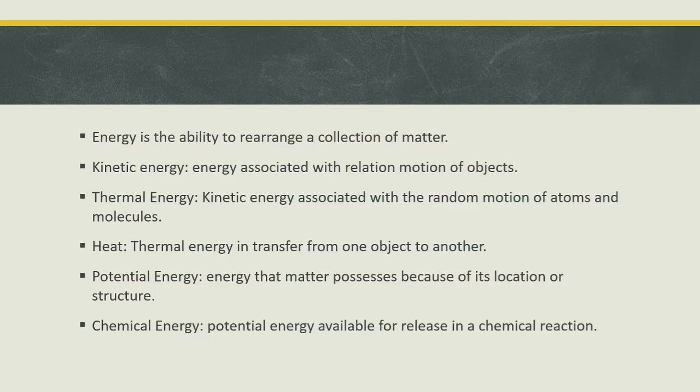First of all, kinetic energy. It's just the energy associated with the motion of an object. Then we have thermal energy, which is a type of kinetic energy that is associated with the random motion of atoms and molecules. And then we also have heat, and heat is just the transfer of thermal energy. Potential energy is the other big one, and in this case this is energy that matter possesses because of its location or its structure. And then chemical energy is a subdivision of potential energy, and this one is just energy that is available for release in a chemical reaction.